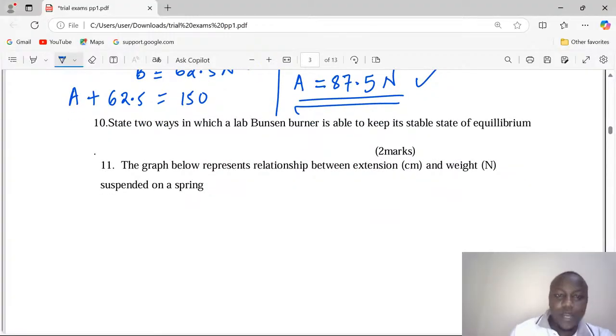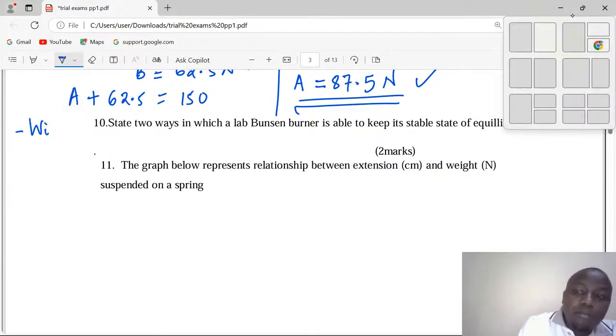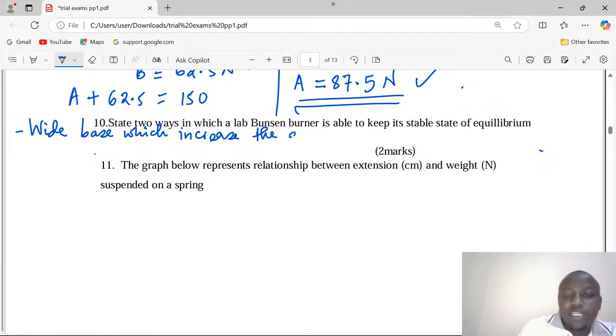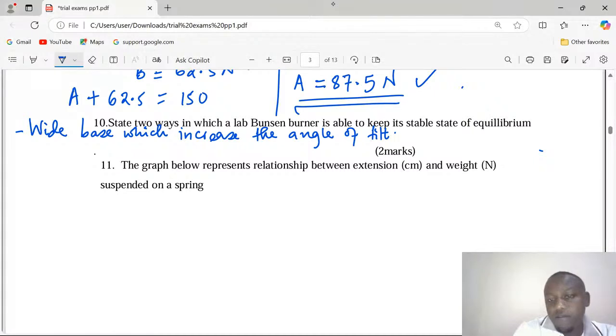Number 10, state two ways in which a lab Bunsen burner is able to keep its stable state of equilibrium. This one is by having a wide base or a broad base, which increases the angle of tilt before toppling.